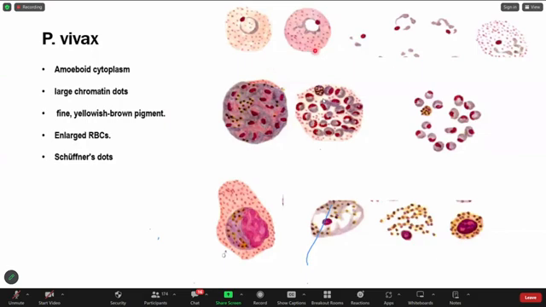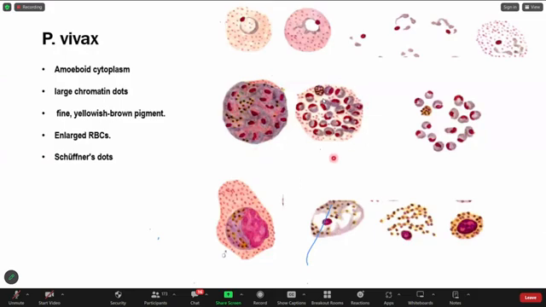The red blood cell is so much enlarged, and there are numerous stipplings called Schüffner's dots. They are numerous, and also there is the amoeboid nature of the cytoplasm. In trophozoites of P. vivax, the cytoplasm is amoeboid in shape. Then for the schizonts, the merozoites are numerous, up to 28, up to 30.